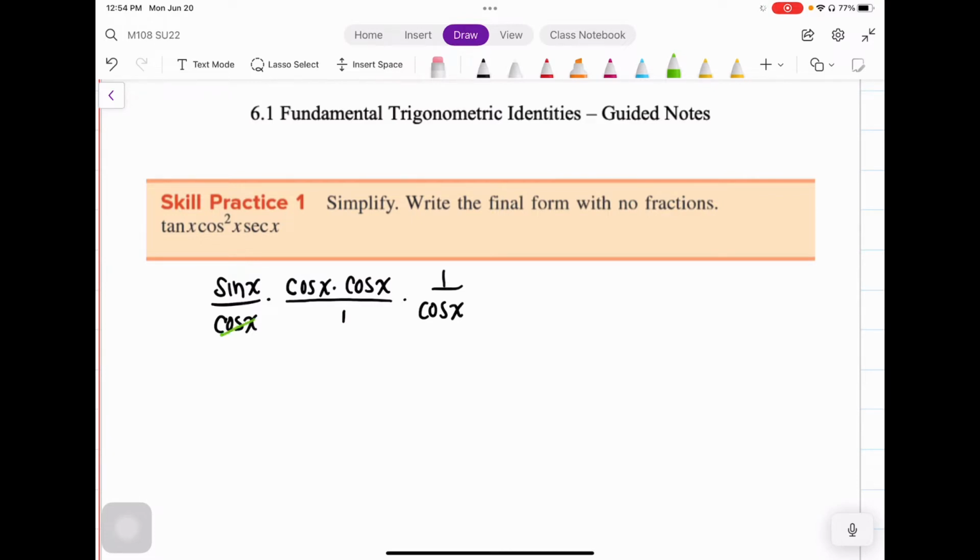So the cosine of x and the cosine of x can be simplified to 1 if I divide out that common factor. Same thing here, cosine of x and cosine of x, those can each be divided out to be 1. And then multiplying straight across, this is the same thing as sine of x.